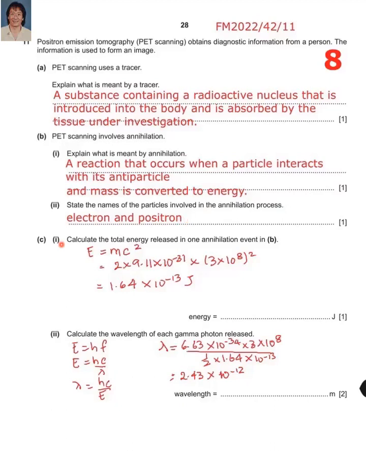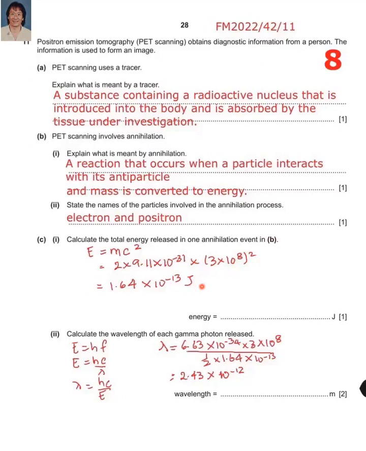In c part 1, calculate the total energy released in one annihilation event in part b. Use the formula E equals mc squared. This is the total mass of the positron and the electron. 9.11 times 10 to the power of minus 31 is the mass of an electron. 9.11 is also the mass of the positron. And then this is the speed of light, 3 times 10 to the power 8, squared. This will give 1.64 times 10 to the power of minus 13 joule.